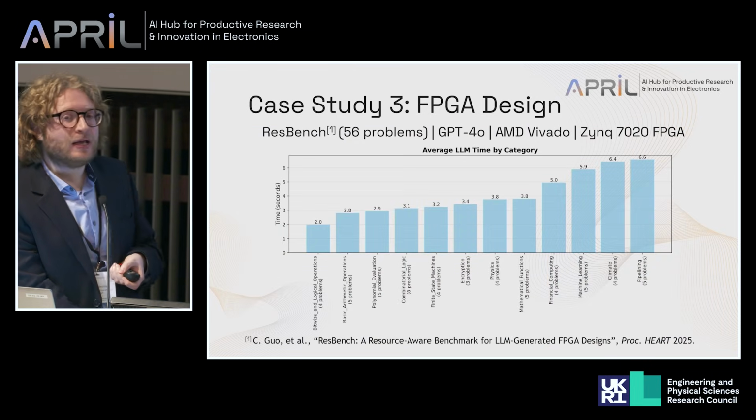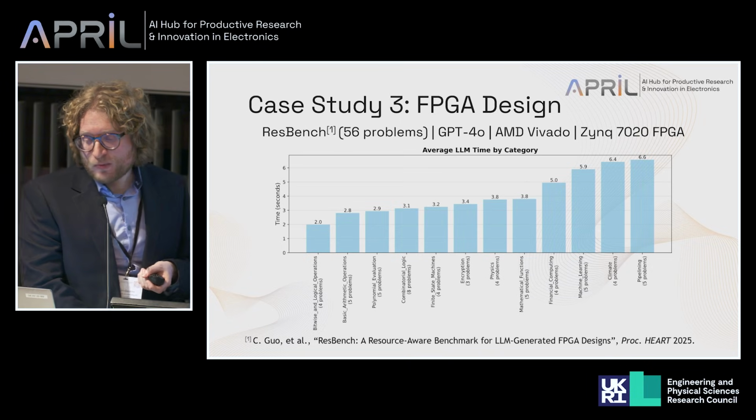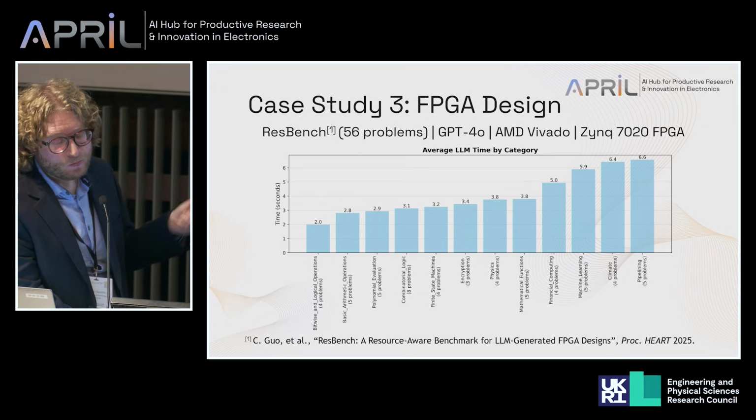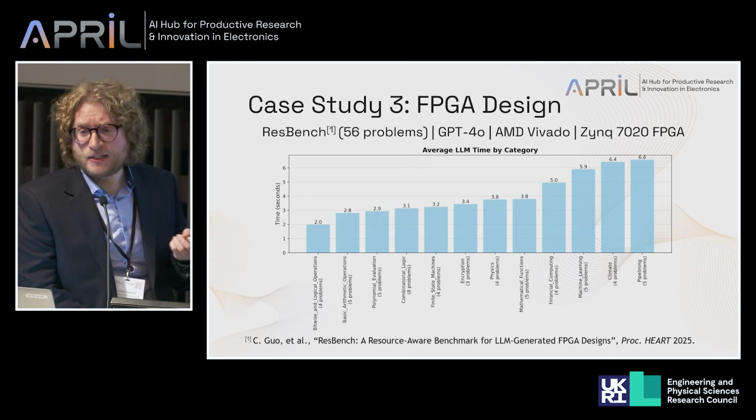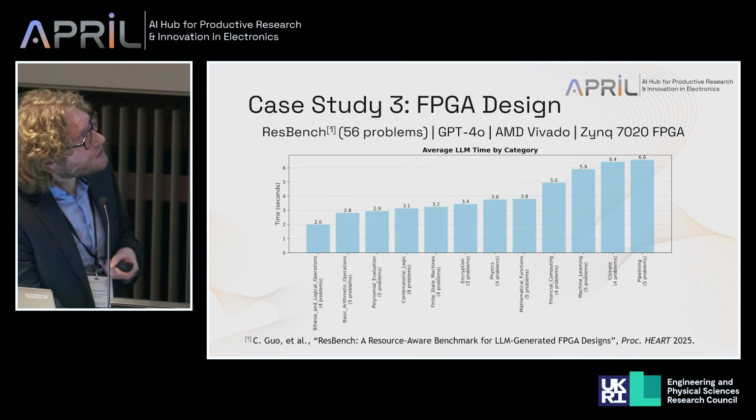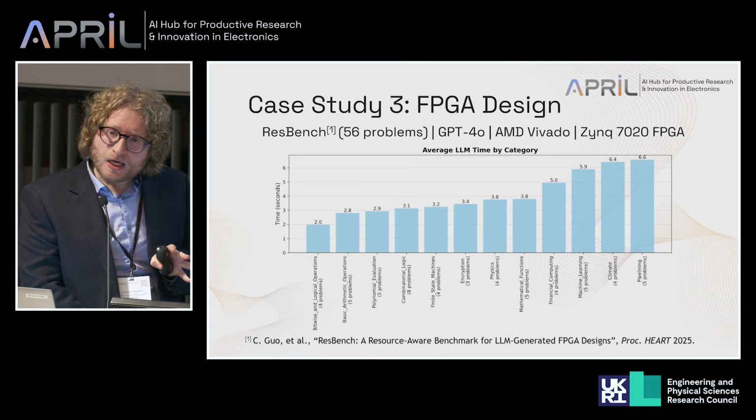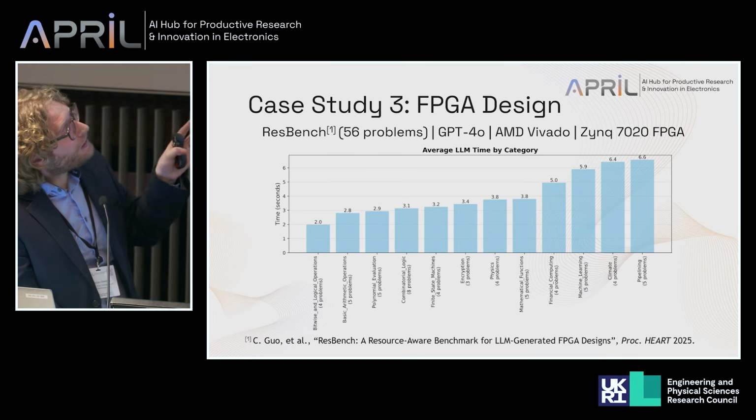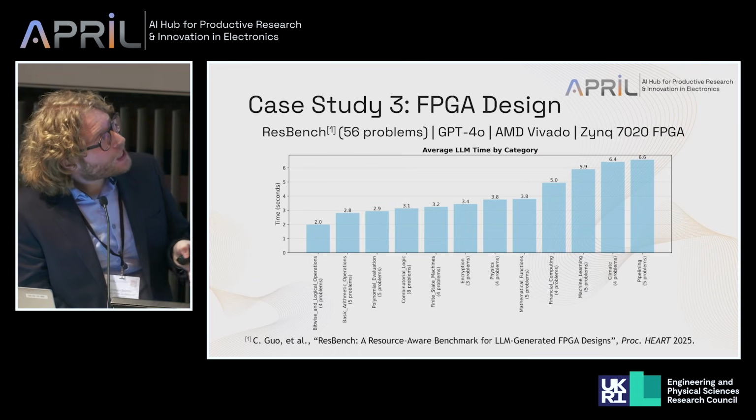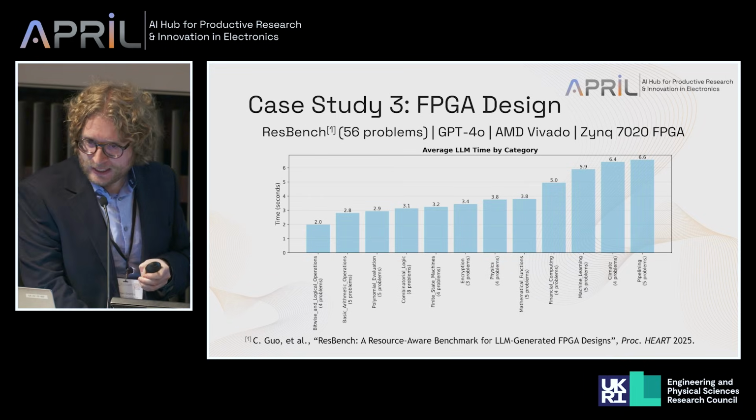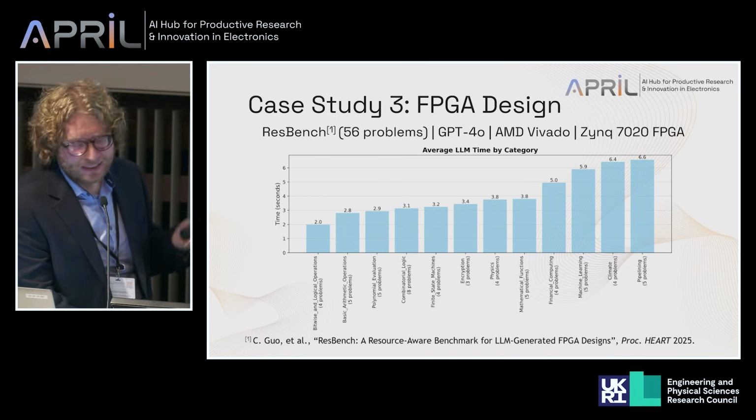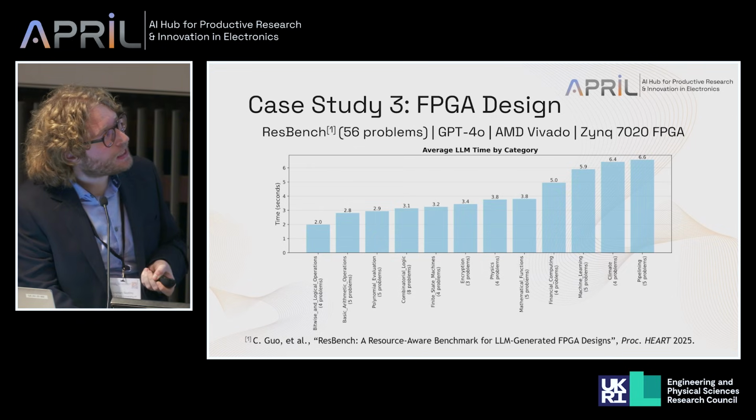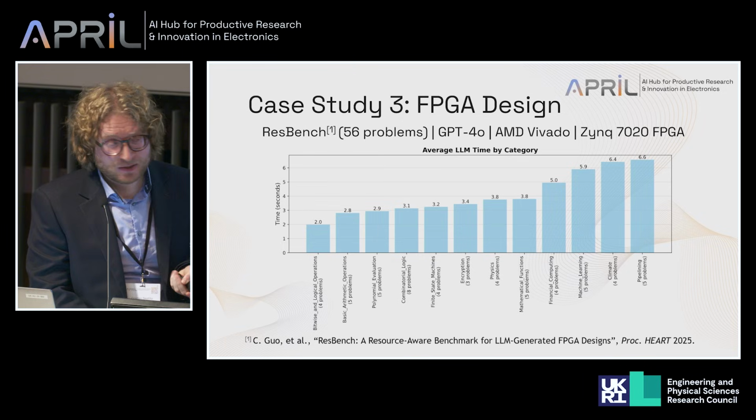Now, we exploited the tool to benchmark a state-of-the-art dataset for FPGA design that is ResBench. ResBench has been proposed this year, and it consists of 56 different problems that are categorized across 12 categories. In terms of tooling, we were exploiting GPT-4o as the large language model, AMD Vivado, as I said, for the actual implementation on FPGA, and an AMD Xilinx Zynq 7020 FPGA as the device.